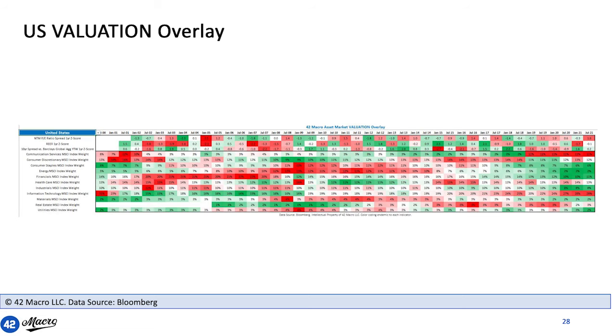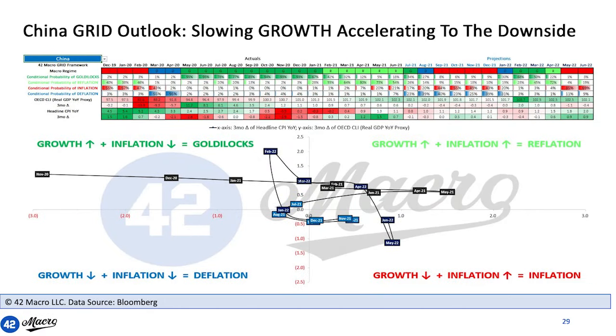On slide 29, looking at our China grid outlook. Slowing growth is likely to start to accelerate to the downside, as you can see in terms of the July, August, September dots on this grid chart here. So that's something to keep in mind.